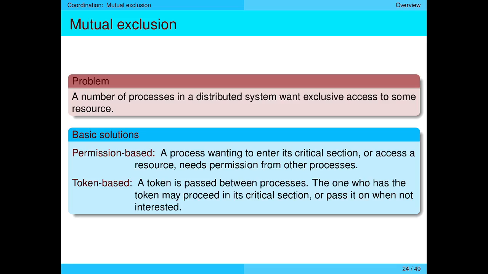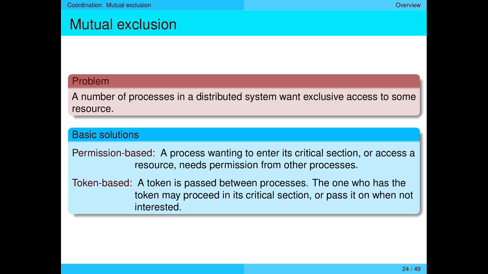One can be permission based, one can be token based. In permission based, what will happen is a process which wants to enter its critical section or access a particular resource will ask for permission from all other processes. If it gets the permission, then it can access the resource. And if all the processes are not giving the permission, it has to wait.